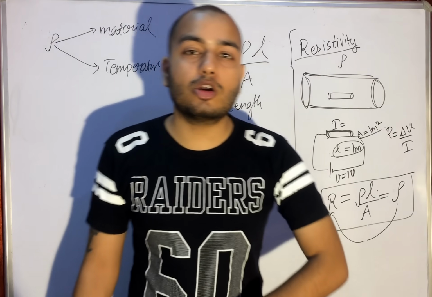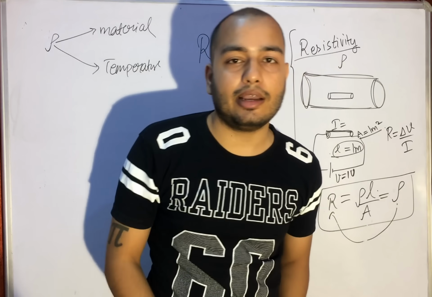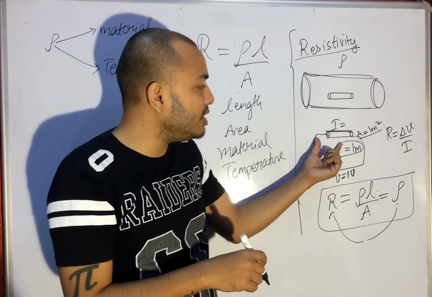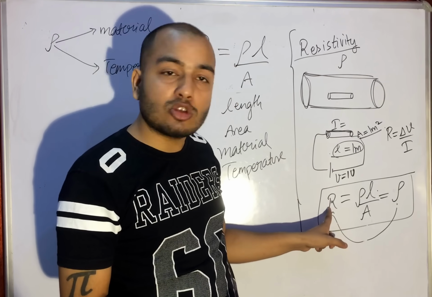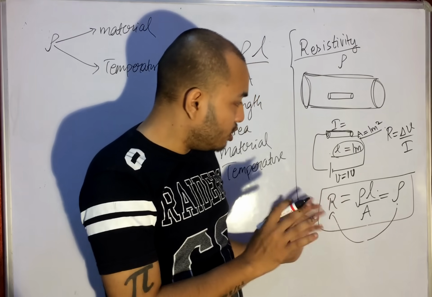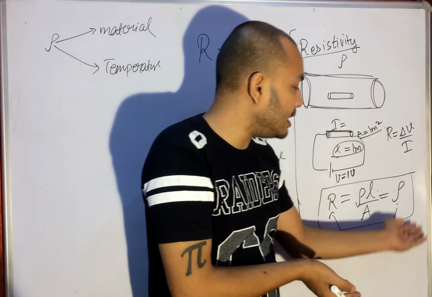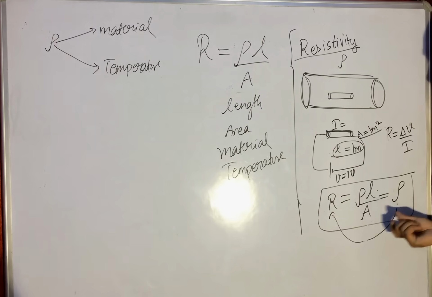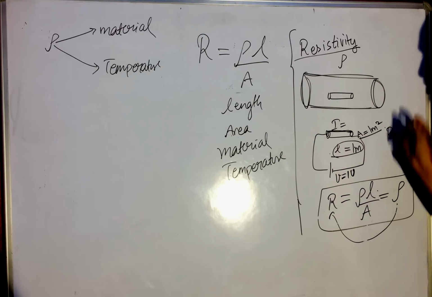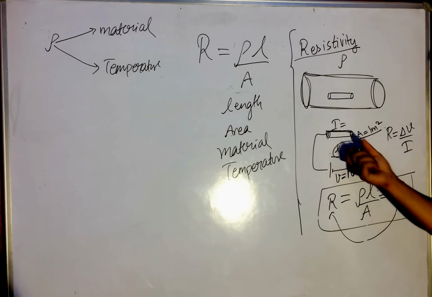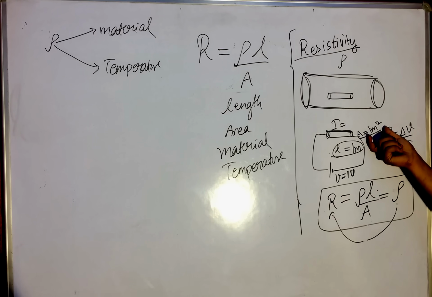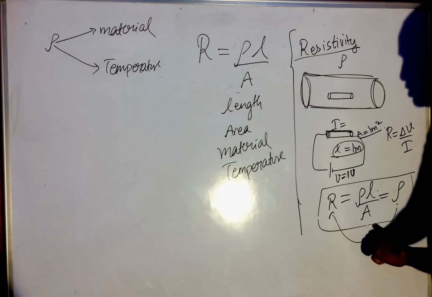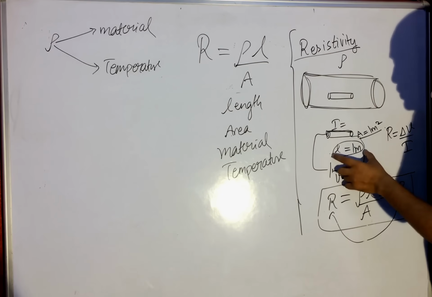You are given a big copper tank. Find the resistivity of the copper tank. You are sure resistivity depends upon material. You cut a very small wire of length 1 meter, area 1 meter square. You find the resistance of that wire. R is equal to ρL by A. You know how to calculate resistance. You calculated resistance and set it equal to resistivity. So resistivity of a material is the resistance. Resistivity of a material is the resistance of a wire of length 1 meter and area of cross section 1 meter square. Clear?